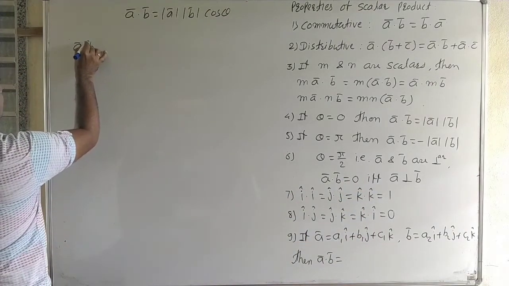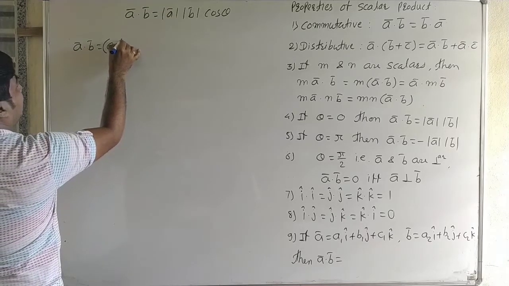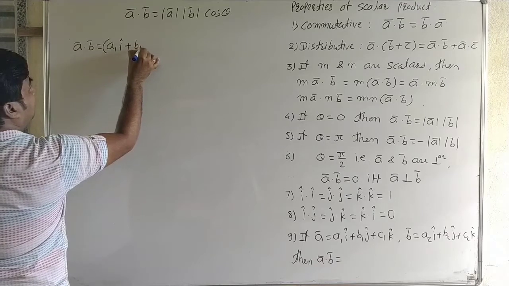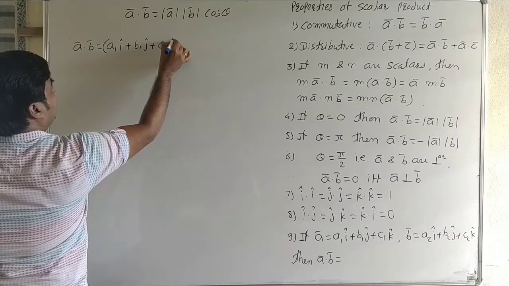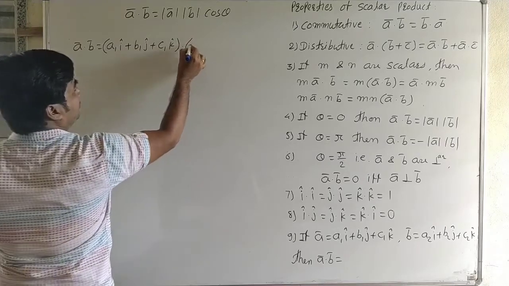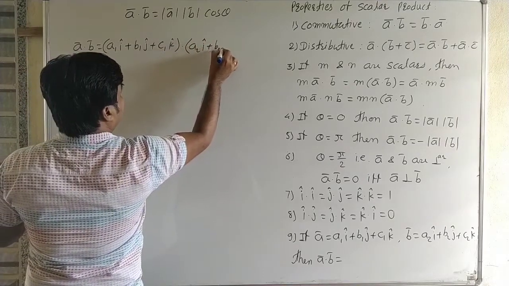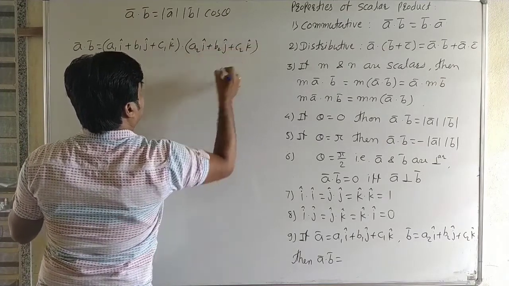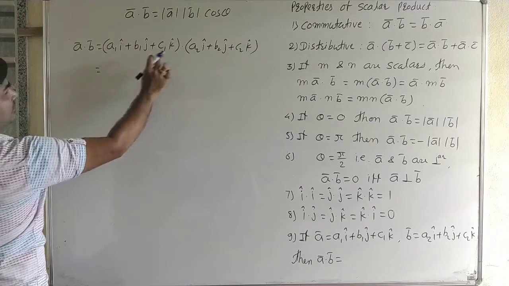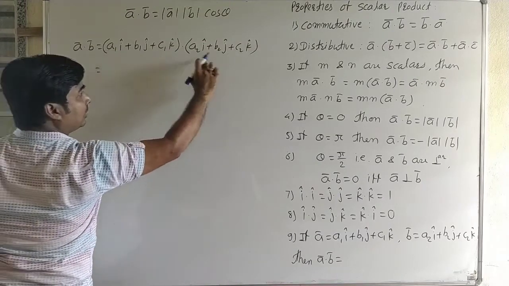A bar dot B bar, the dot product, it is a multiplication: A1 I cap plus B1 J cap plus C1 K cap, dot, A2 I cap plus B2 J cap plus C2 K cap. Now we take the multiplication. Here the multiplication is a dot. First it is A1 I cap, multiply all things.